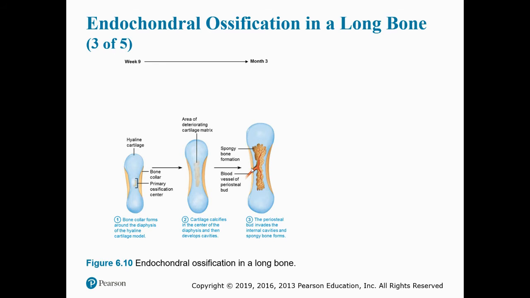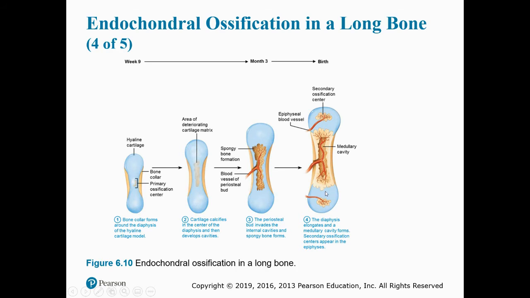Now, at this point, the osteogenic cells turn into osteoblasts. Remember, osteogenic cells are just cells that can differentiate into other types of bone cells. This is why this is a stem cell. So it's a bone stem cell. Now, the osteogenic cells begin to develop into osteoblasts, and as they do this, they start to secrete that osteoid.